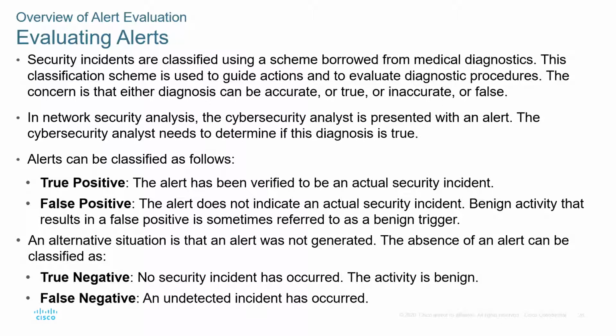You'll either have a true positive, in which the alert has been verified to be an actual security incident. You could have a false positive, in which the alert does not indicate an actual security incident. Benign activity that results in a false positive is sometimes referred to as a benign trigger. And then you have an alternative situation in which the alert was not generated, and the absence of an alert can be classified as a true negative, in which no security incident has occurred and the activity is benign. Or you have a false negative, in which an undetected incident has occurred.